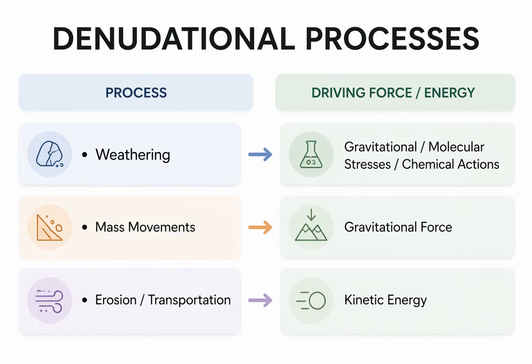We can break denudational processes down into three main categories, each driven by specific forces. Weathering is driven by a combination of gravitational forces, molecular stresses, and chemical actions. Mass movements, like landslides, are almost entirely driven by the sheer force of gravity pulling material down a slope. Finally, erosion and transportation are driven by kinetic energy, the actual movement of wind, water, or ice carrying material away.